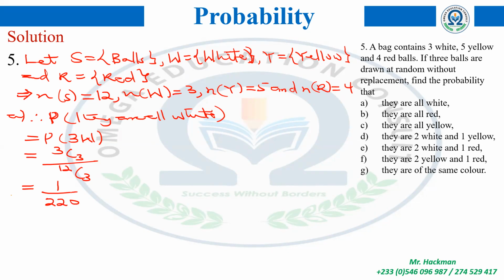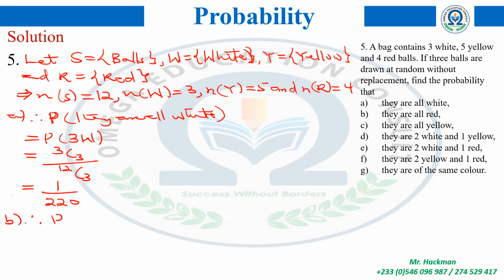As simple as that. In actual fact, it should have been 3 white, 0 red, 0 yellow. But immediately the others are 0, you don't need to write it. Remember, I told you not to write it, to avoid wasting your time. So this becomes that of A. Now we are going to look at B.